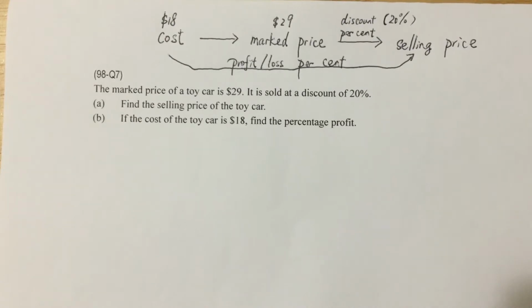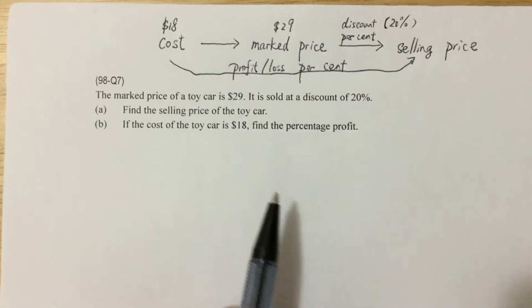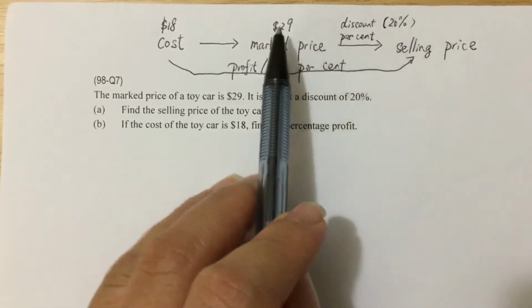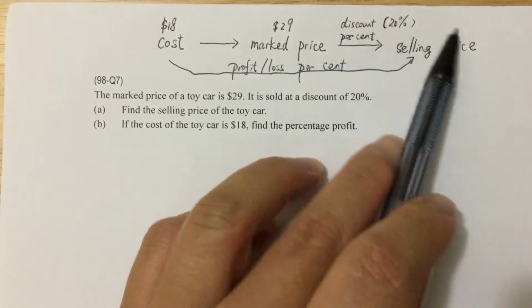Okay, now we will go into part A and part B. Make sure that if you cannot finish this question, just pause the video now, and I am going to tell you the answer. Okay, now for part A, we will use the 29 and the 20% to find the selling price.